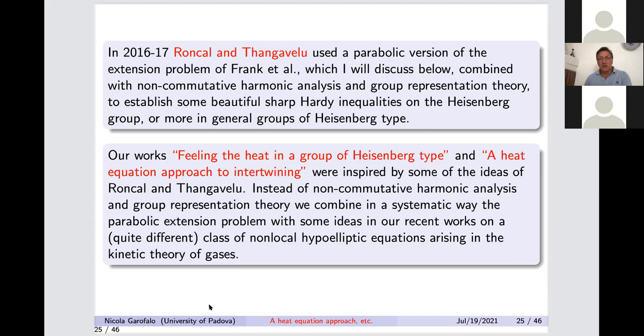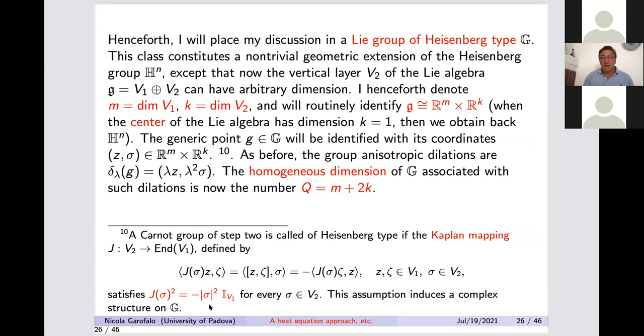we turned the corner and went into a different direction and used this idea of using the heat equation to combine the heat equation approach in a systematic way with properties of the specific parabolic extension problem. And that's what I want to talk to you about right now. So I will move now to a Lie group of Heisenberg type. So think of it as simply a generalization of the Heisenberg group, in which the Lie algebra now has two layers, V1, which I will continue to call the horizontal layer, and V2, which I call the vertical layer. The difference with the situation of the Heisenberg group is now that V2 can have a dimension which is completely arbitrary. This is not just an academic generalization of the Heisenberg group, because these Lie groups do occur in practice, in nature.